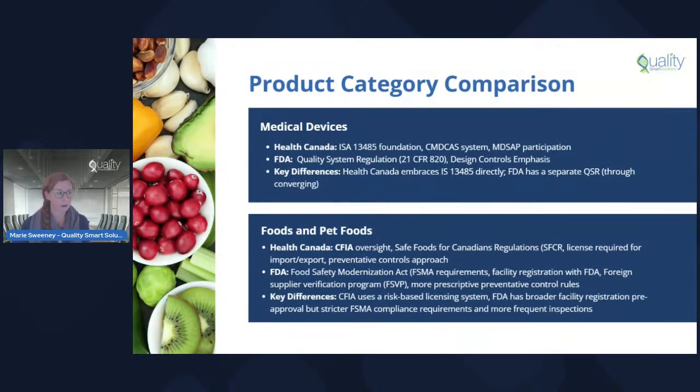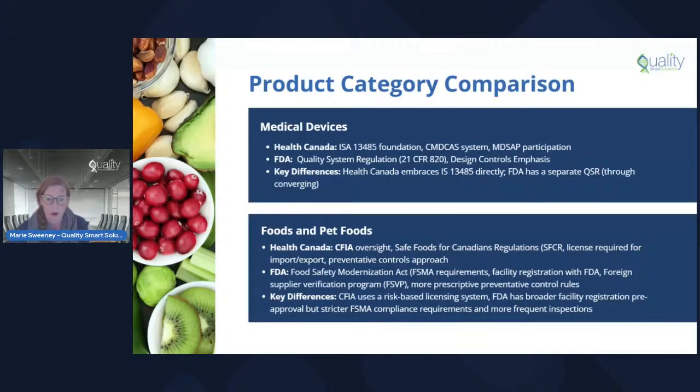Okay, so product category comparison, moving into medical devices. Health Canada uses ISO 13485 as its foundation. It has the CMDCAS system and participation in MDSAP as requirements. The FDA is a quality system regulation under 21 CFR 820, with an emphasis on your design controls. The key difference is Health Canada directly embraces ISO 13485, whereas the FDA has a separate quality system regulation, which is converging over time.